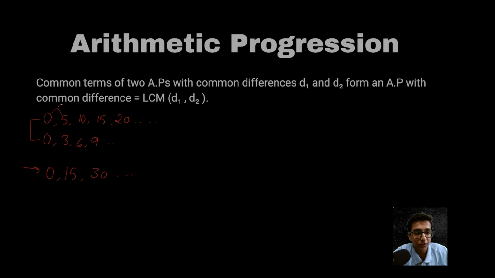Here the common difference was 5, here the common difference is 3, and if you look at it carefully, if we were to find the LCM of 5 and 3, we would get the same common difference as we got through the equation, which is 15. And here we see the common difference is 15. So yes, sometimes JEE asks questions where two APs have been given and you need to find the common difference of the common terms taken from the APs. So that would be the LCM of d1 and d2.